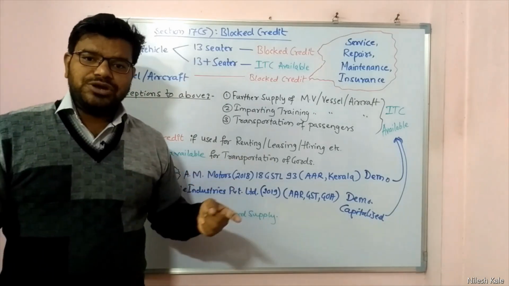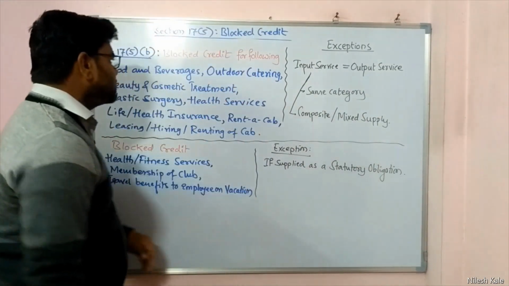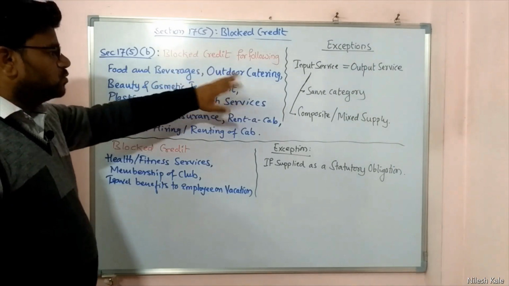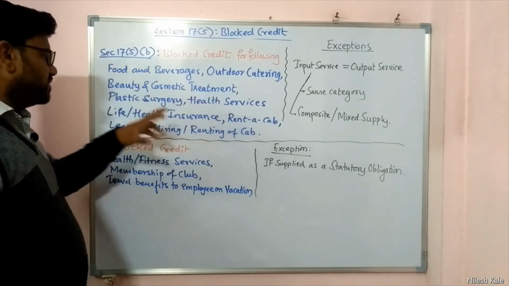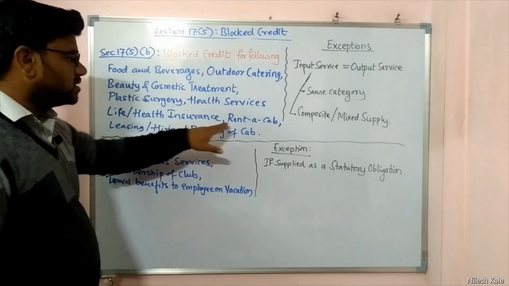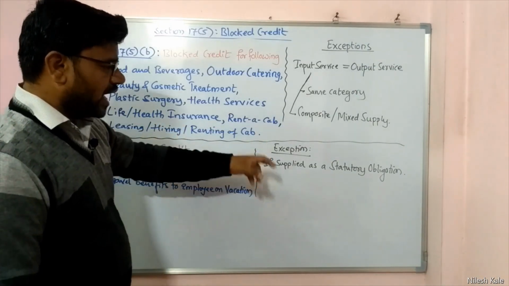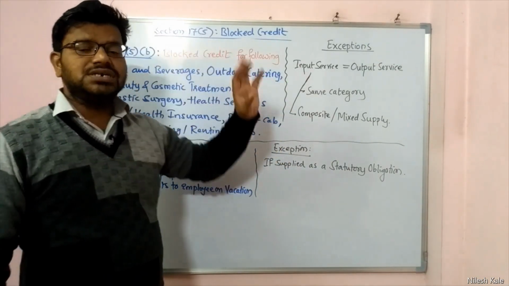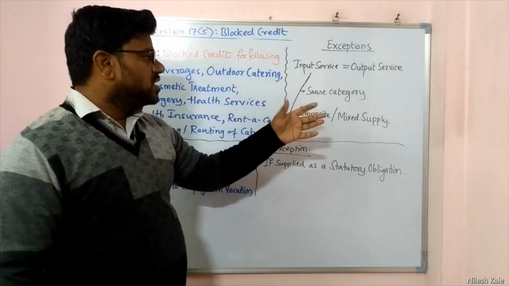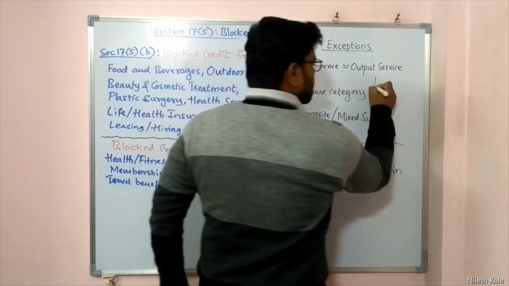We shall see the second point, food and beverages. We will go ahead with the blocked credits. Clause B says blocked credit for the following: food and beverages, outdoor catering, beauty and cosmetic treatment, plastic surgery, health services, life and health insurance, rent a cab service, leasing service, hiring service, renting of cab service. All these are eligible for blocked credit. Okay, and then there are exceptions. If input service is equal to output service, then they are going to get the ITC.